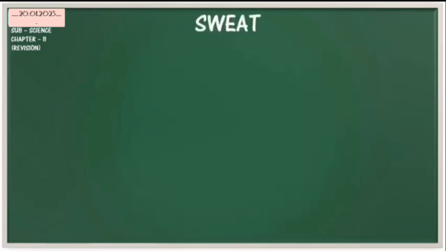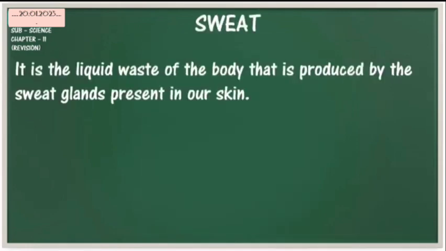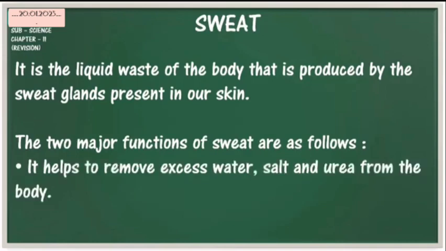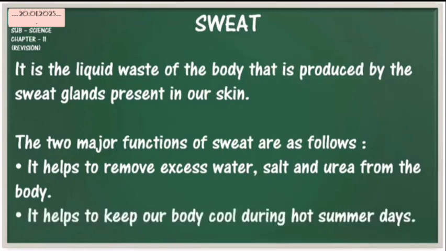Sweat. It is the liquid waste of the body that is produced by the sweat glands present in our skin. Sweat contains water, some unwanted salts, and urea in very small amounts. During hot summer, we sweat a lot. This gets evaporated from our body. This helps to provide the cooling effect to the body.